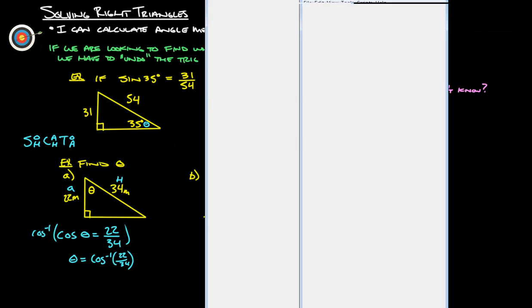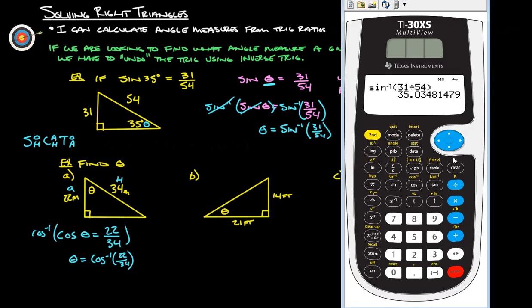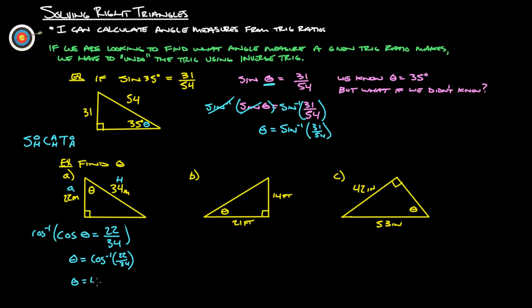Okay, and that's where this handy-dandy calculator is going to come in handy here. Okay, so we don't want cosine, we want inverse cosine. So second cosine gives us inverse cosine, and then we do 22 divided by 34, and that gives us 49 point, let's go just to the nearest tenth, 0.7. So this is going to be theta equals 49.7 degrees.